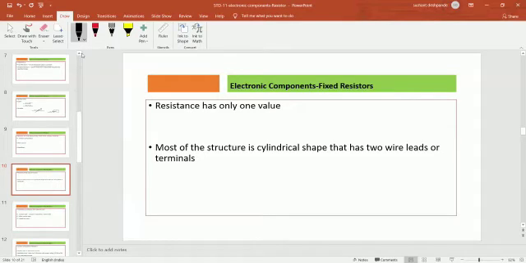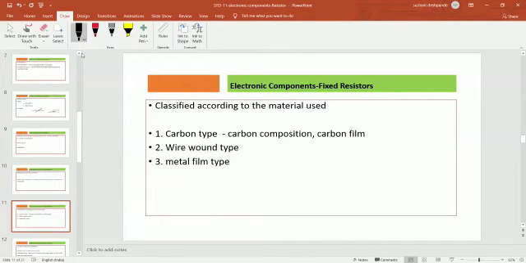When we say fixed resistor, the fixed resistor has only one value, as we have seen, that is constant. Most have a cylindrical structure with two wire leads or terminals. They are classified according to the material used. That is carbon type, in which there is carbon composition and carbon film, then wire wound, and third is metal film. This we have already seen.